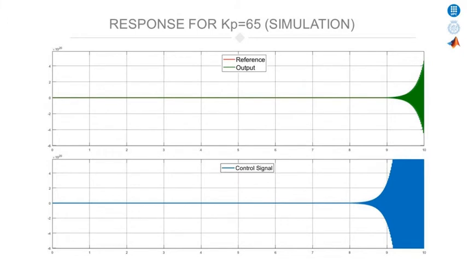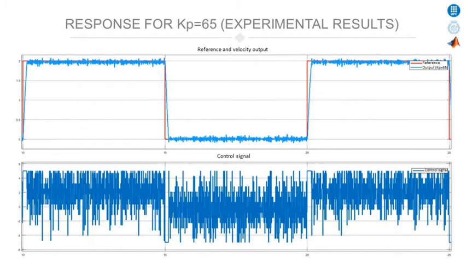When we apply a Kp value greater than 63.42, in this case 65, we can see that the simulation of closed-loop system behavior becomes unstable. In this figure it can be shown the experimental results obtained for the same case. As it can be seen, the results are qualitatively different. In this case, the output is following the reference, and apparently the system behavior is stable.